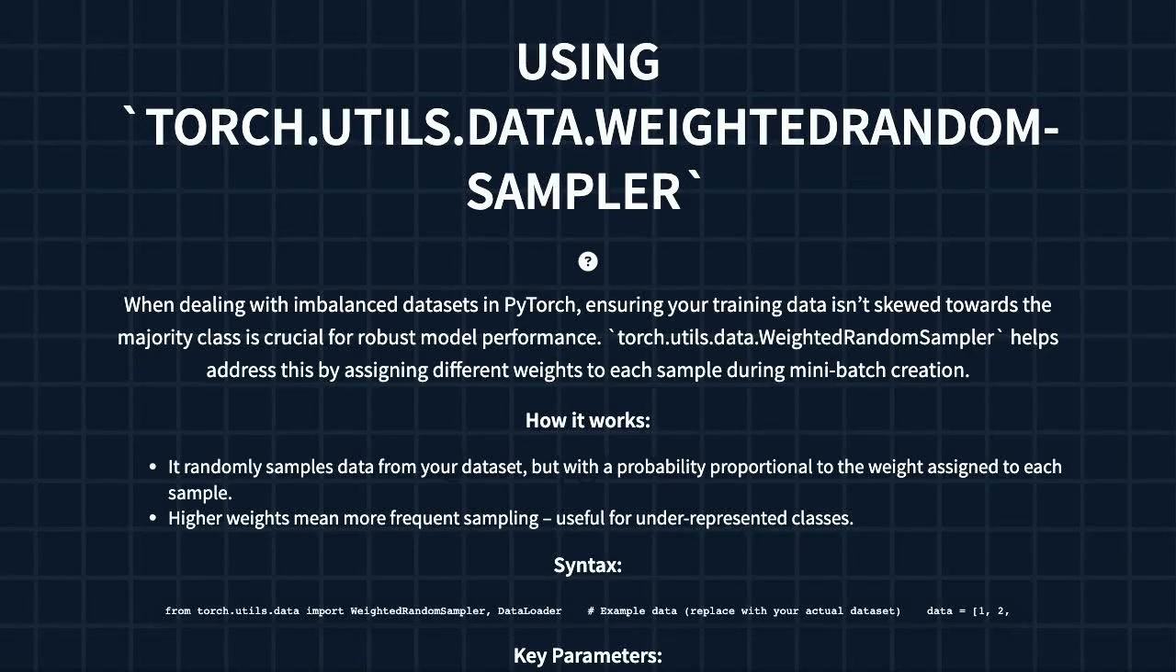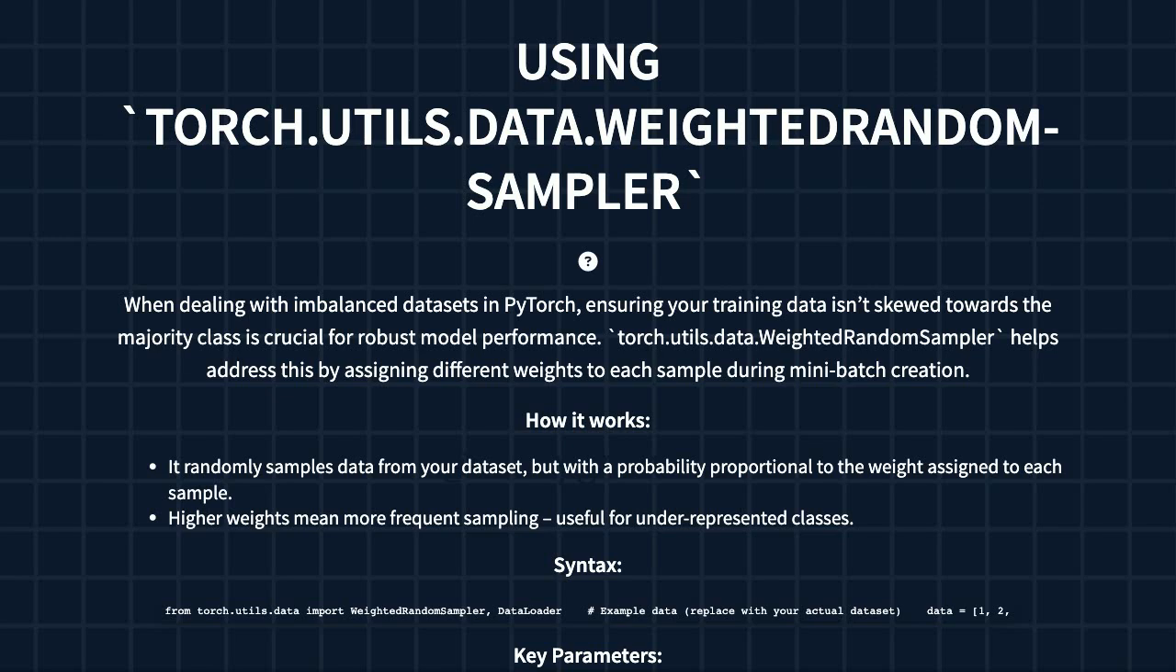Okay, let's talk about handling imbalanced datasets in PyTorch. A common problem is that some classes have far more examples than others, which can lead to a biased model. torch.utils.data.WeightedRandomSampler is your friend here. It randomly selects samples for each batch, but it gives higher probability to the underrepresented classes. Think of it as giving those rare classes a little extra attention during training.